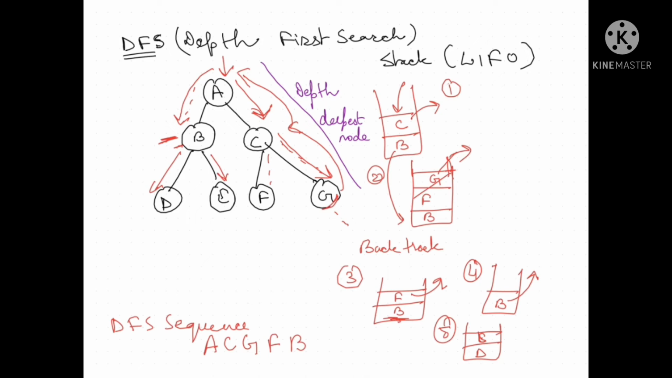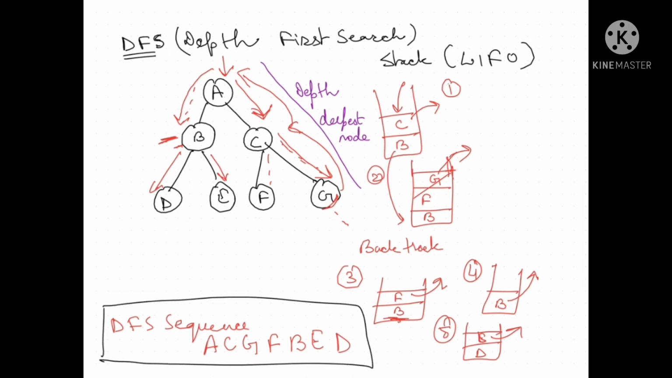Okay. Now what will happen? See, this is the last step. So first we will remove E and then we will remove D, correct? So this is the sequence for DFS. Alright, this is called depth first search. One thing you are clear about is that it works on the stack principle. It goes to the deepest node.